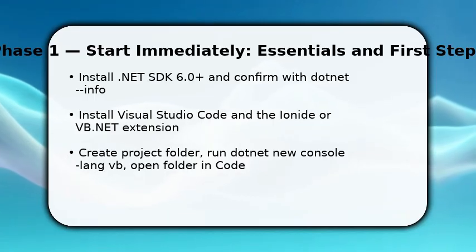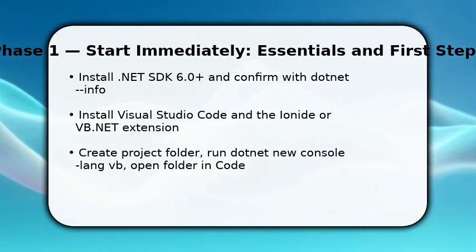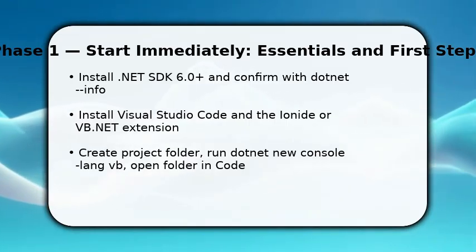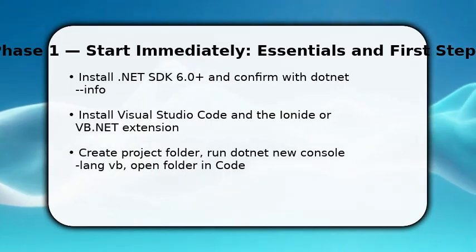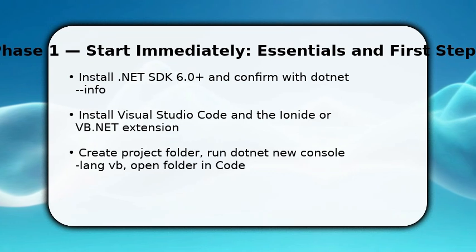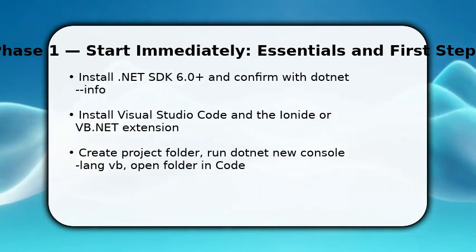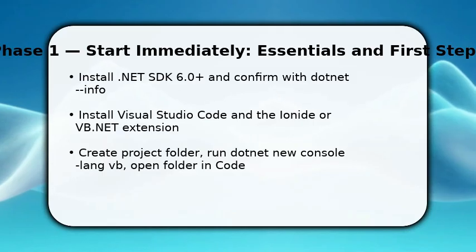Next, install Visual Studio Code and add the VB.NET-aware extension. This gives you IntelliSense and task integration. Create a project directory, run dotnet new console --lang VB to scaffold files, then open that folder in Code. Once done, you have a workspace, a Program.vb file, and a buildable project ready for configuration.